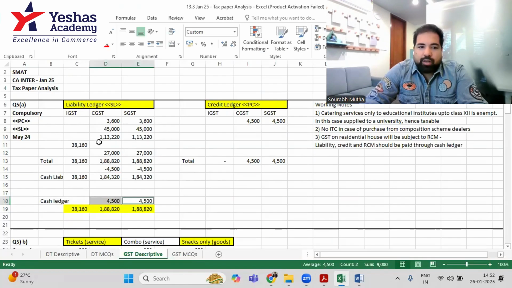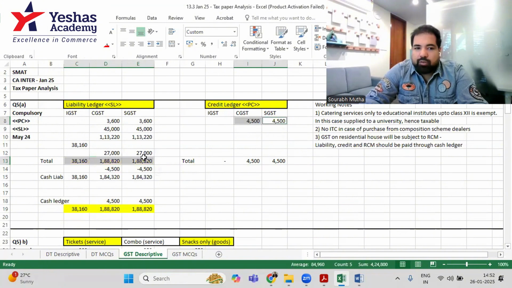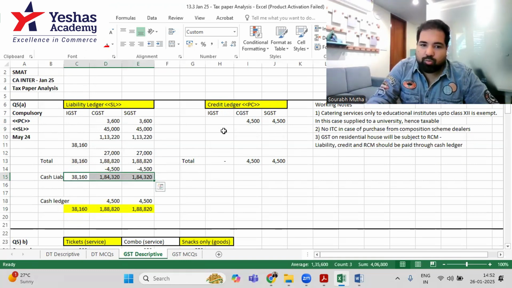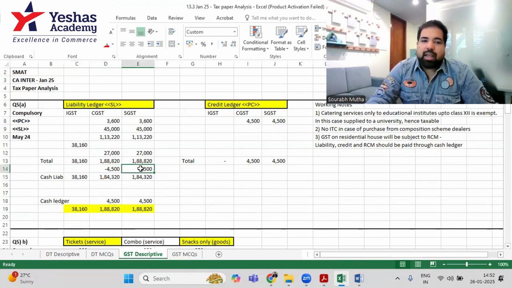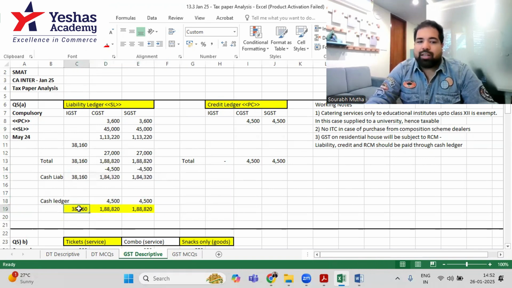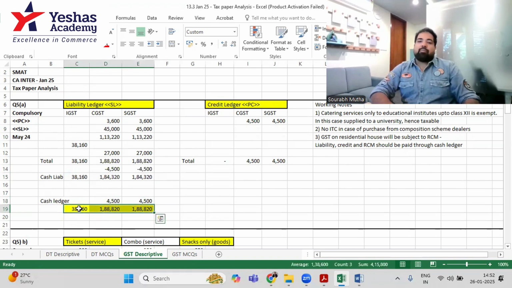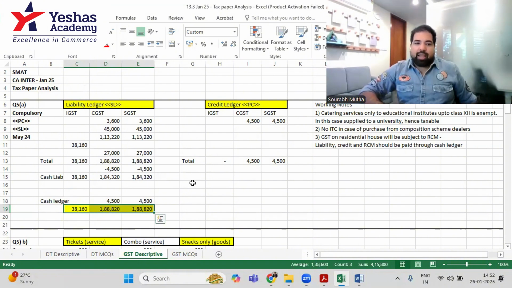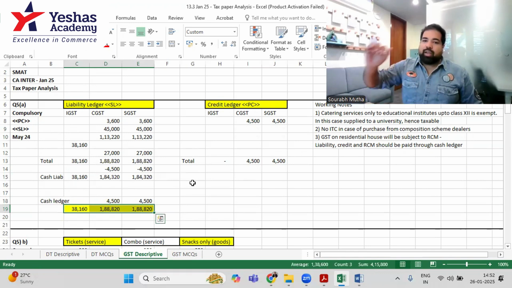Perfect. So this one it is. So total is 38,160 and 1,88,280. This is your credit 4,500 and 4,500, which I'm utilizing here. So this is the balance. If you remember, the order of set-off cannot be used here because the parent, that is IGST, has no money to pay IGST. So it's only CGST and SGST helping each other. And this is the balance which you have to pay in cash. Plus, this is also something that you have to pay in cash. So ultimately, this is a yellow number, which is the net minimum GST payable in cash. IGST 38,160, SGST and CGST 1,88,280.